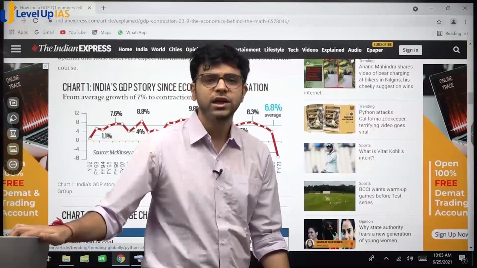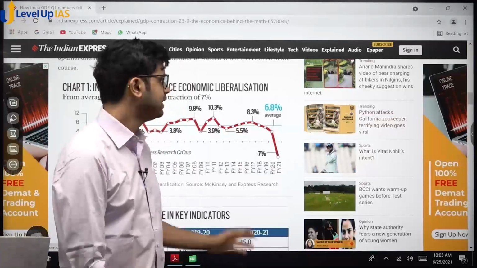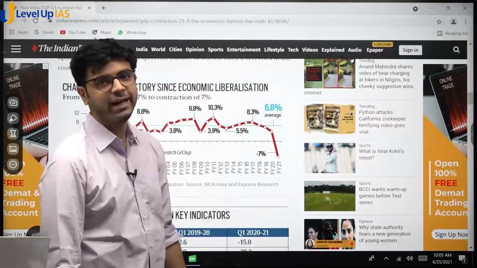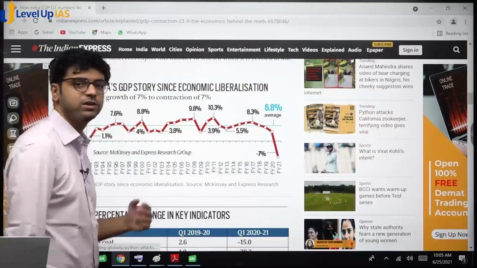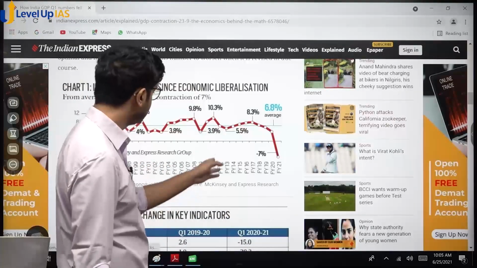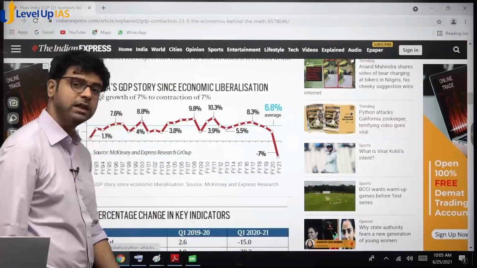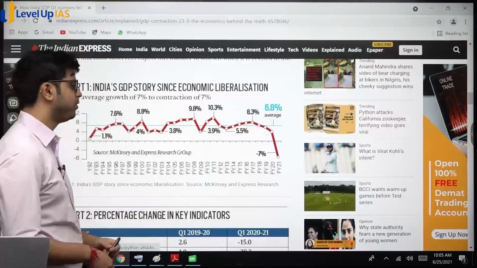Hence, I tell you, read newspapers regularly. If, let's say, this appears in August, and you did not read that day's newspaper, then you might miss this wonderful chart. This will help you answer MCQs. If you draw this chart, with just rough numbers also, you will be able to write excellent answers in your mains.